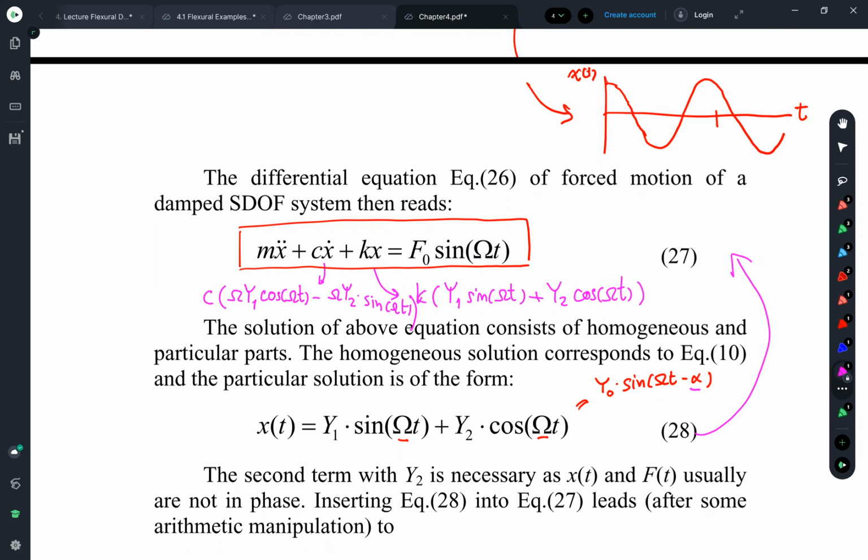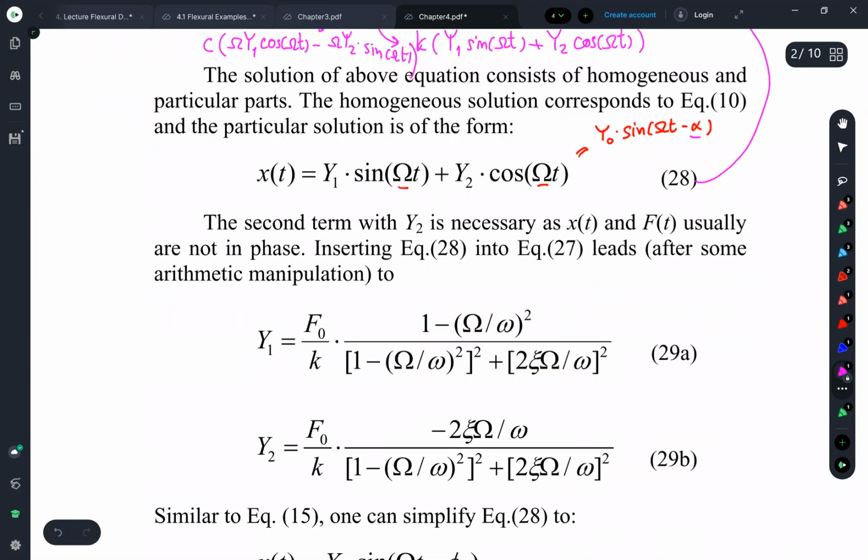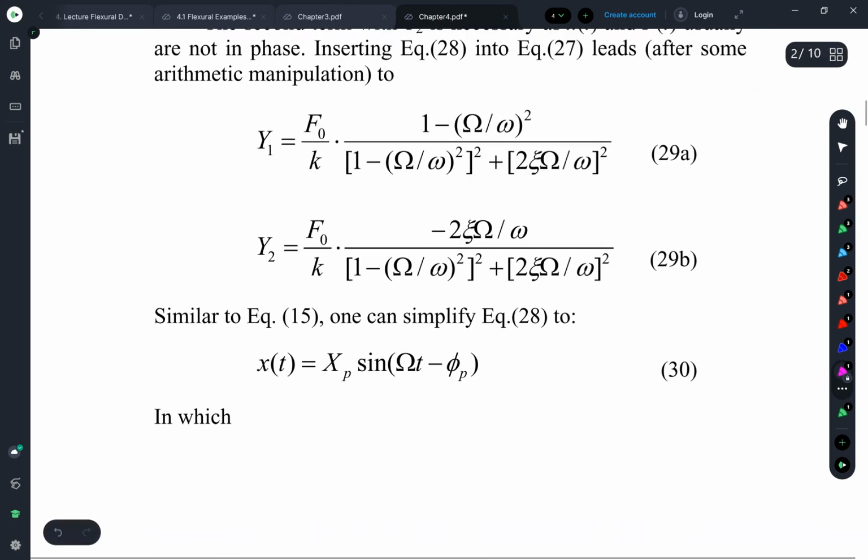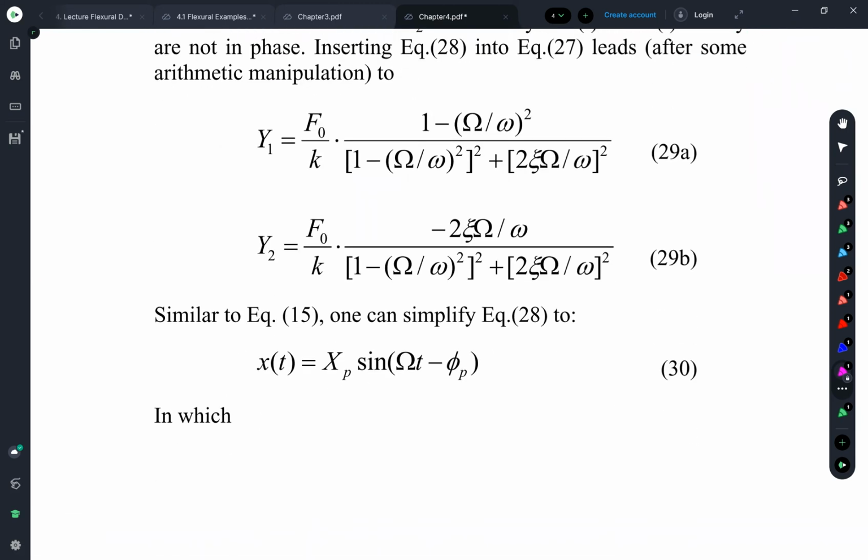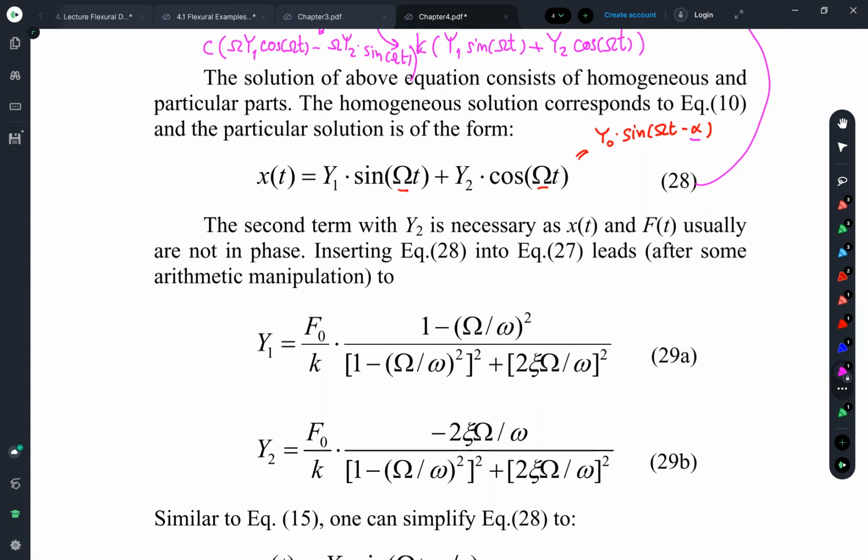With these two conditions imposed, you can solve for y1 and y2 for sure, and this is the result. You obtain y1 and y2 from those two conditions that I mentioned before, as in equation numbers 29a and 29b. Once you obtain these, you can introduce them back into equation number 28.